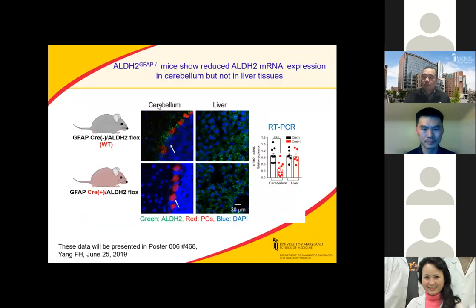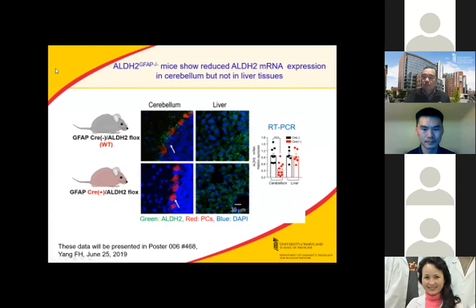And also, because we specifically targeted the brain, we examined the liver, because the liver, as I just mentioned, has the highest ALDH2 expression, and alcohol dehydrogenase also has its highest expression in the liver. When we did this model, we found that the liver isn't affected by this transfection. It still has the ALDH2 expression. This is the wild type, and this is the transgenic model. So it does not affect the liver expression, but only the cerebellum.